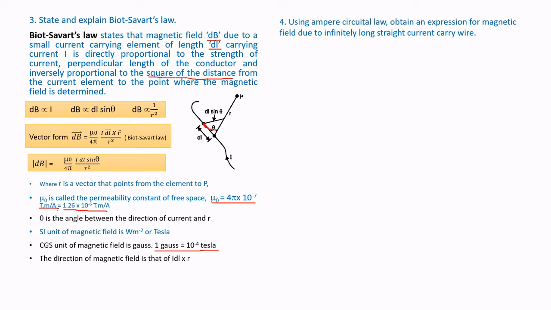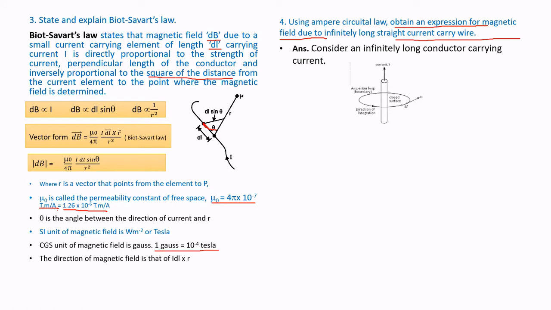Question number 4. Using Ampere's circuital law, obtain an expression for magnetic field due to infinitely long straight current carrying conductor. So in this question, we are required to obtain an expression for the magnetic field in terms of current carrying wire. Consider an infinitely long conductor carrying current. You see, this is a long conductor.